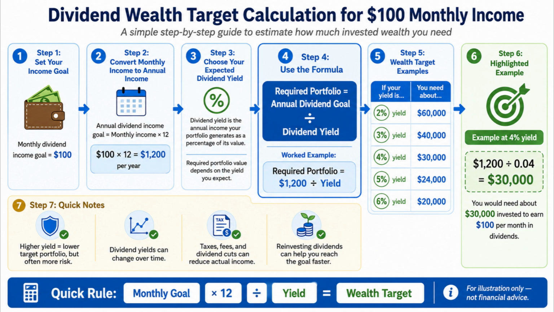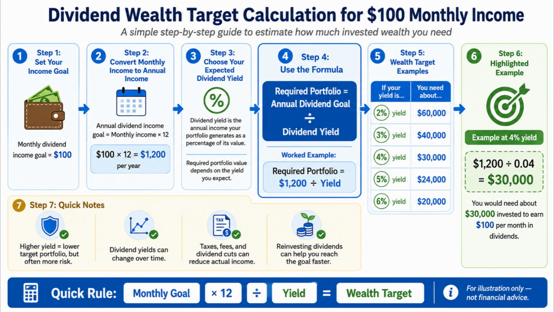Now, let's use the main formula. The required portfolio is equal to the annual dividend goal divided by the dividend yield. In this case, the annual dividend goal is $1,200. So, the calculation becomes $1,200 divided by the chosen dividend yield.